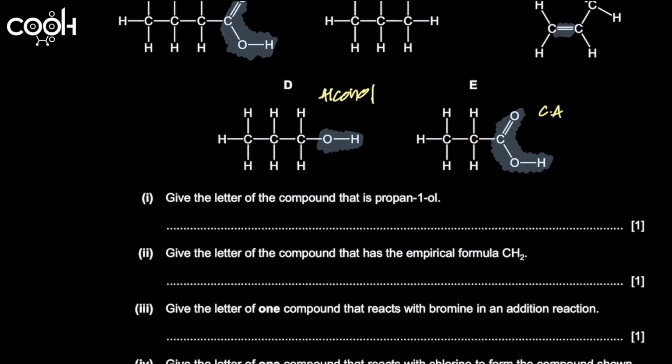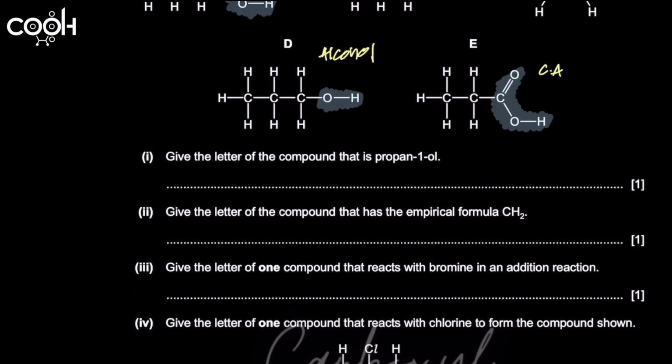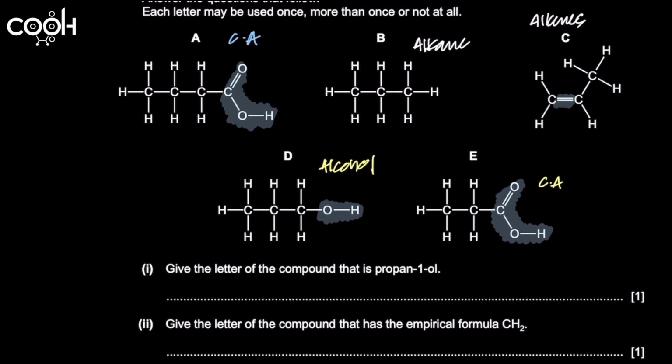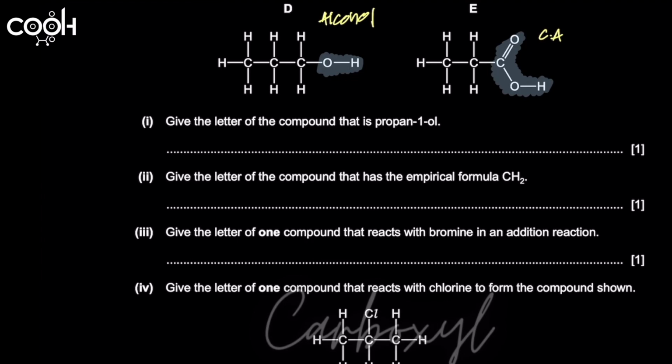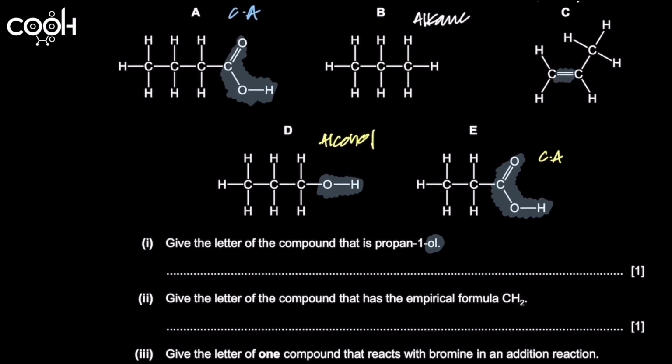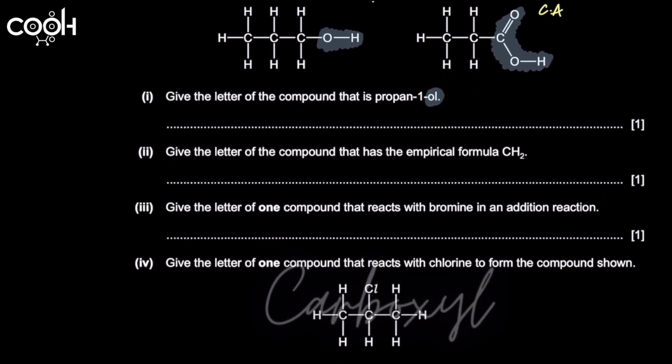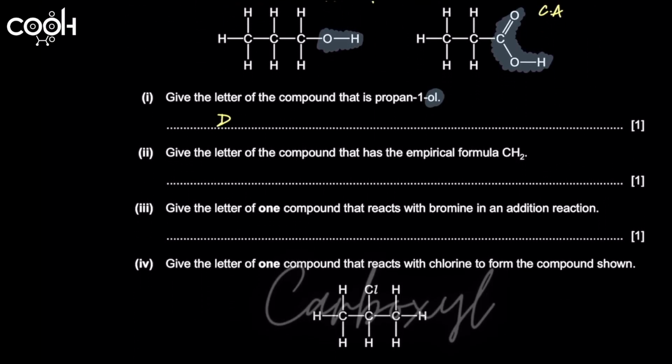Now it says, give the letter of the compound that is propan-1-ol. Right now, you could either do donkey work, or you could do smart work. Donkey work would be that you start naming each and every compound, right? And smart work could be that if you just look at the name, the name ends with an -ol, right? Which means that this particular compound belongs to the family of alcohols, and the only alcohol that you have in the list is D. So you could just write D here safely, yeah?